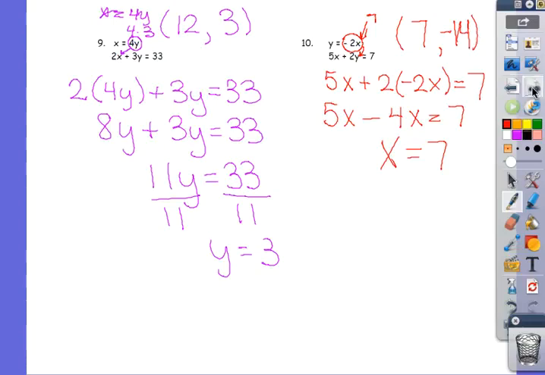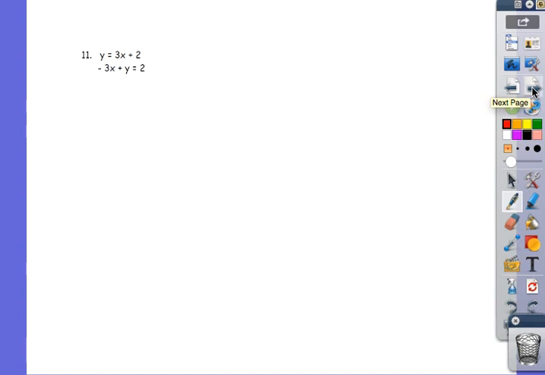Okay. Number 11. Ooh. Yeah, it's a little bit more, but still the same idea. We're going to plug this in for what? Y equals that, so plug it in for y. So negative 3x plus what? 3x plus 2 equals 2. Okay. Combine like terms.